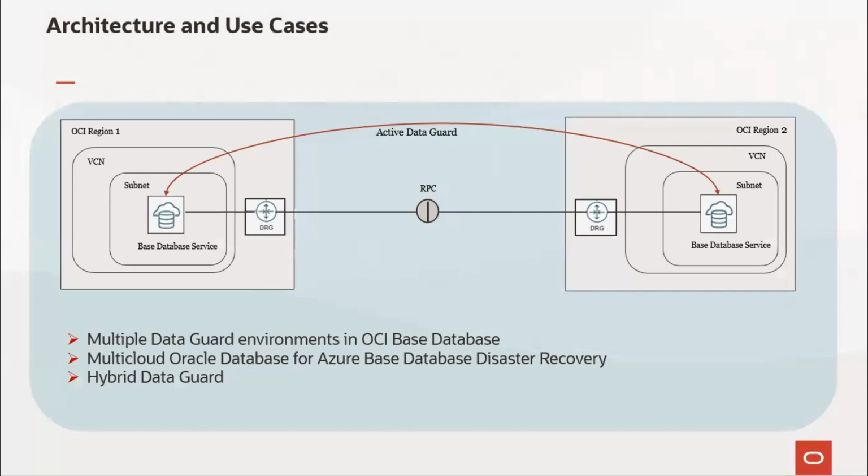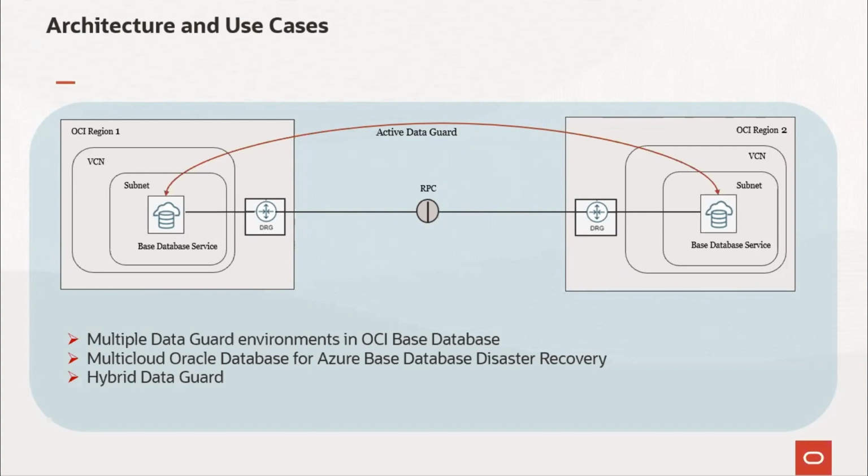This architecture shows a Data Guard configuration across regions. Standby databases across regions ensure disaster recovery and high resiliency in the event of a disaster. Data Guard enables you to quickly restore your workload to the standby database in OCI. In this video, we will be emulating a disaster recovery scenario in OCI Base Database environment using RMAN Restore from service.